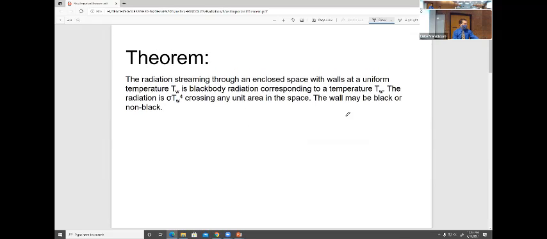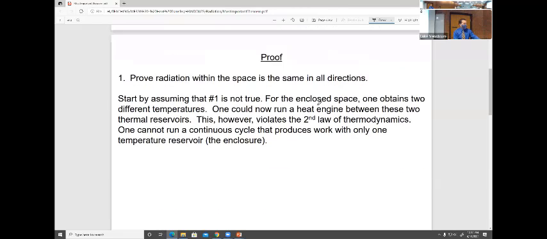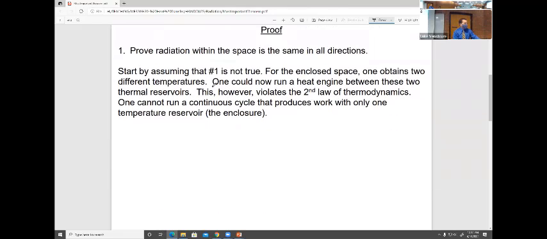It's sigma T to the fourth crossing any unit area in the space. So that means it doesn't matter how I orient my surface. It's still blackbody radiation at sigma T to the fourth. To prove this, he said, well, pretend that it's not the case that the radiation is the same in all directions, and let's see what happens if it's not the same in all directions.